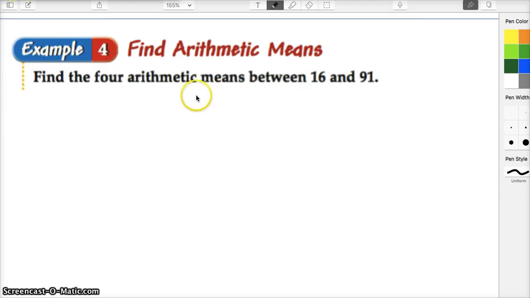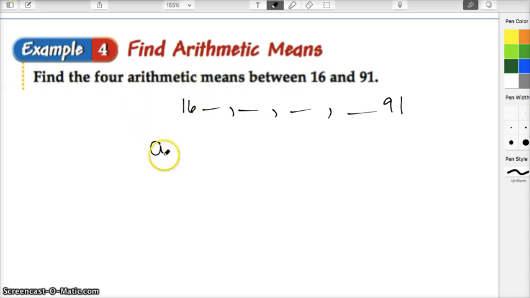Our final example is about arithmetic means, and we talked about that earlier, being just the specific terms between two numbers in an arithmetic sequence. So we are told that we have 4 arithmetic means between these two numbers, 16 and 91. The way to determine this is to figure out what the common difference is. I probably would not use the formula. I'd probably subtract it and then count how many steps back and maybe divide by 5 or something like that. But we'll use the formula because it also is sensible and thoughtful.